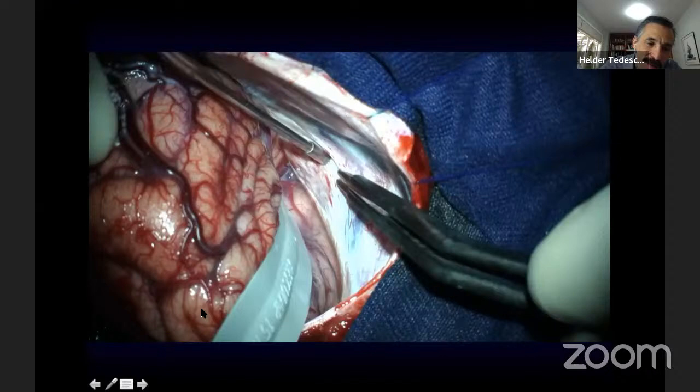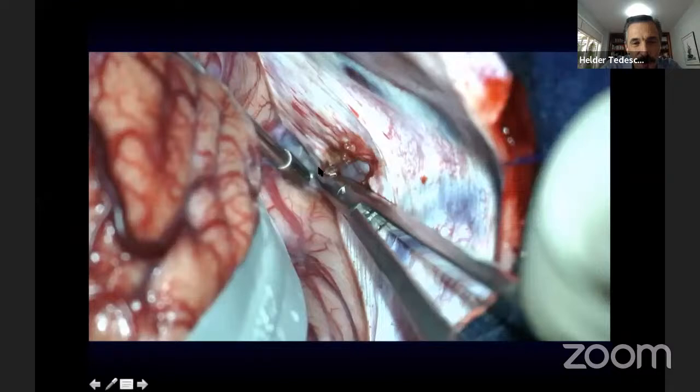So this is what we do. We cut towards the edge of the tent. And remember, for the younger surgeons that are listening to us, the farther you go down here, the more likely you are to encounter the fourth cranial nerve. So be careful when you do this maneuver when you open down here. At this portion here, there is no problem.